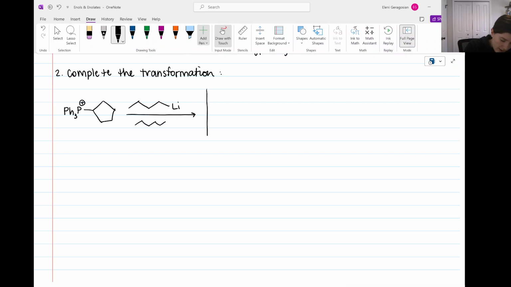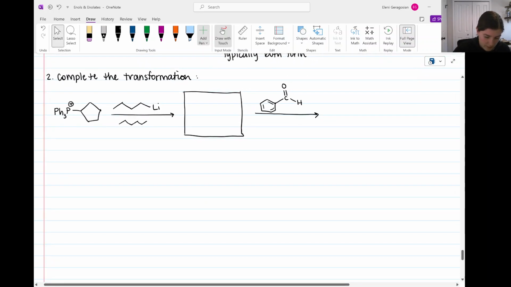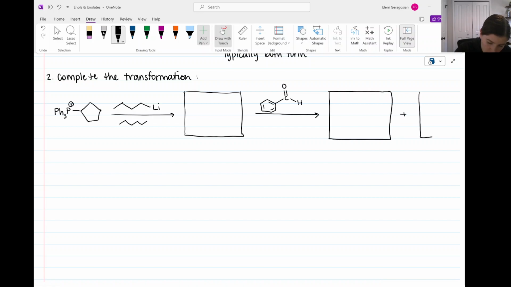This will form a molecule. We'll figure out what that is. And then we will add another molecule. That will form 2 molecules as the products.